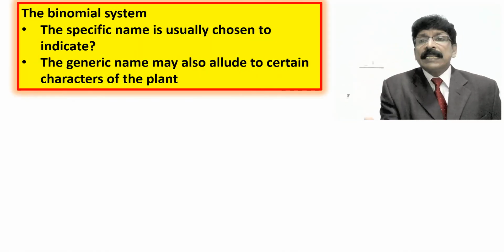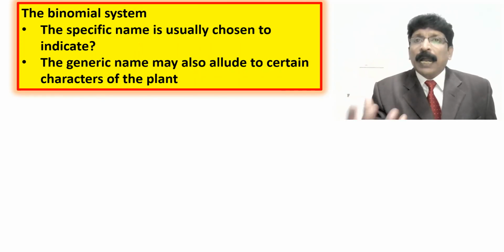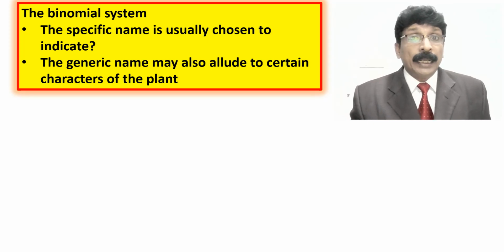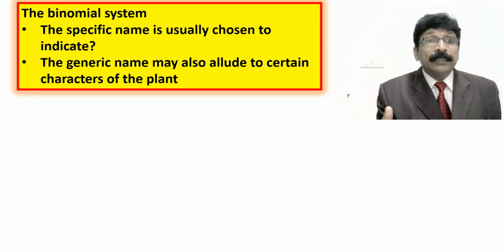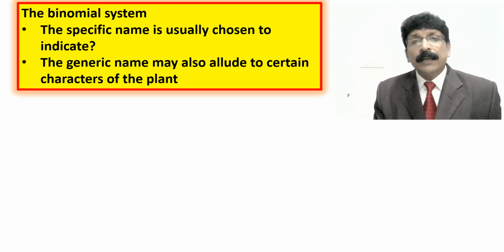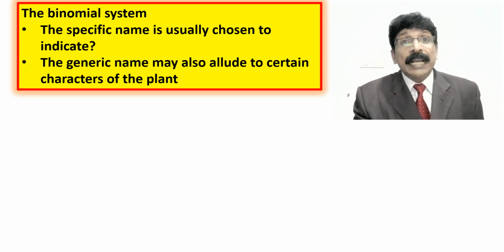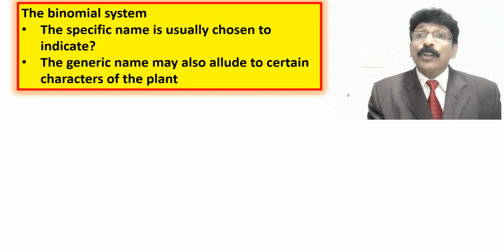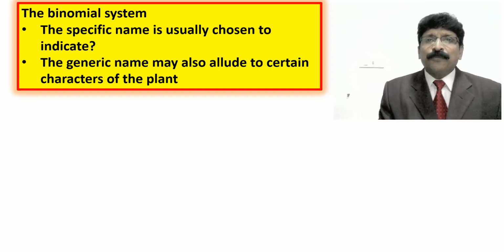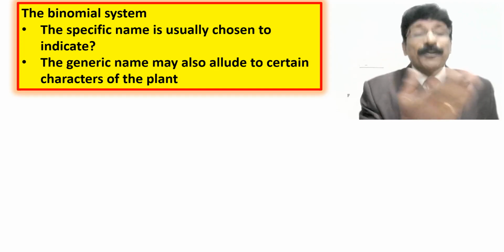And the binomial system, as we told, there are two questions which they are asking. The names given as the botanical name for plants and the zoological name for animals: can they have any indication, any relation? The specific name is usually chosen to indicate something of the character. They also ask about the generic name: does the generic name also allude to or connect to a certain character of that particular plant? Yes, we can give many examples. This is what we are going to discuss.